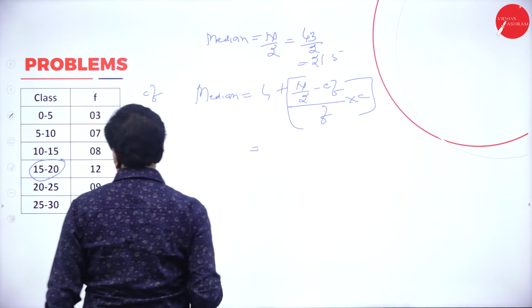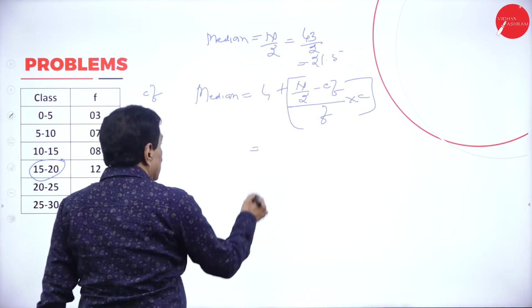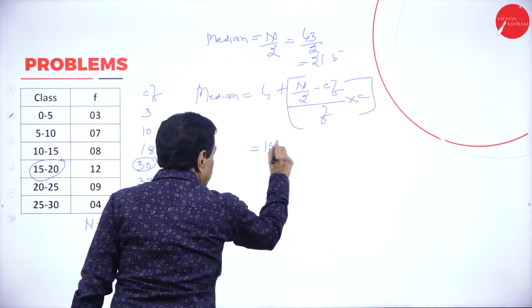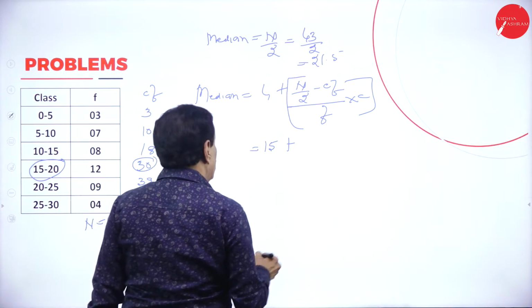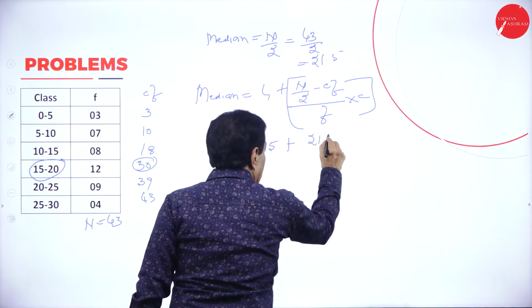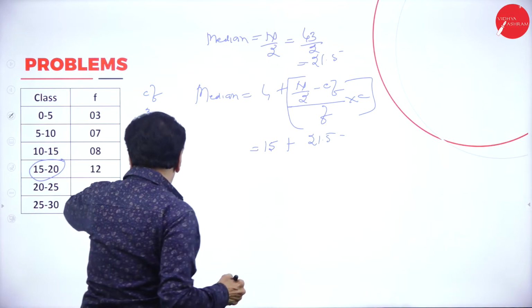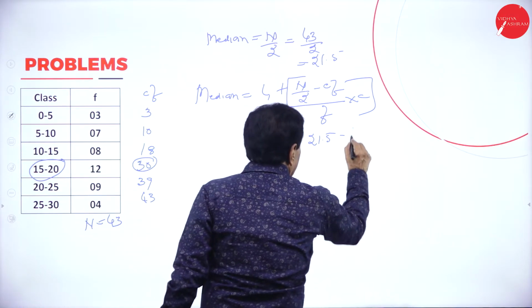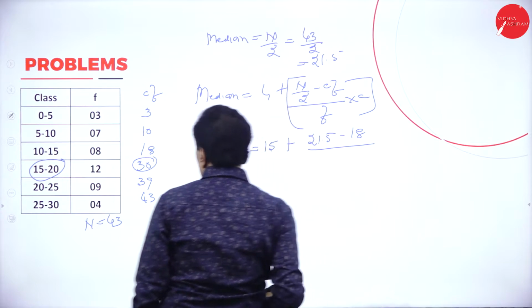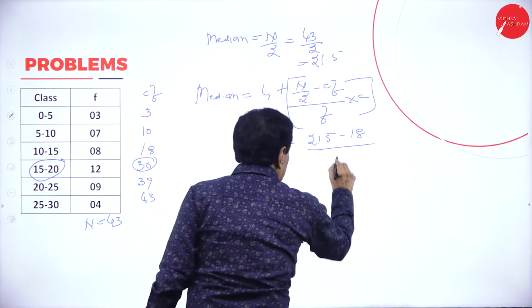Which range you are selected? 15 to 20. L1 is 15. What's your N by 2? 21.5. Behind number is 18. Divided by consent frequency is 12.